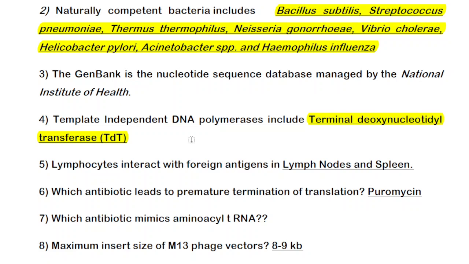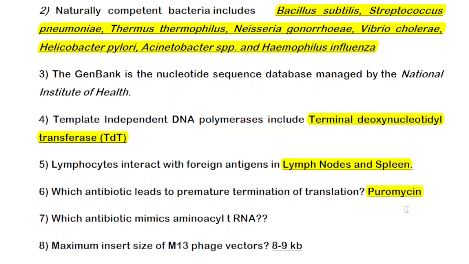Fifth question, lymphocytes interact with foreign antigen in the peripheral lymphoid organs, and that include your lymph node and spleen. Sixth question, which antibiotic leads to premature termination of translation? It is your puromycin. Just try to know more information about this puromycin.